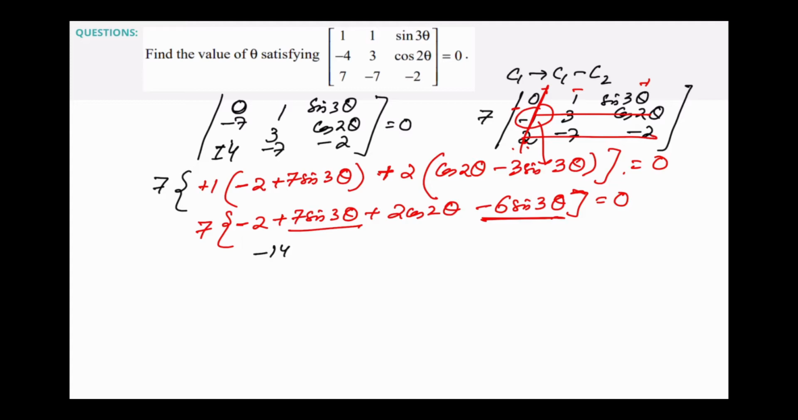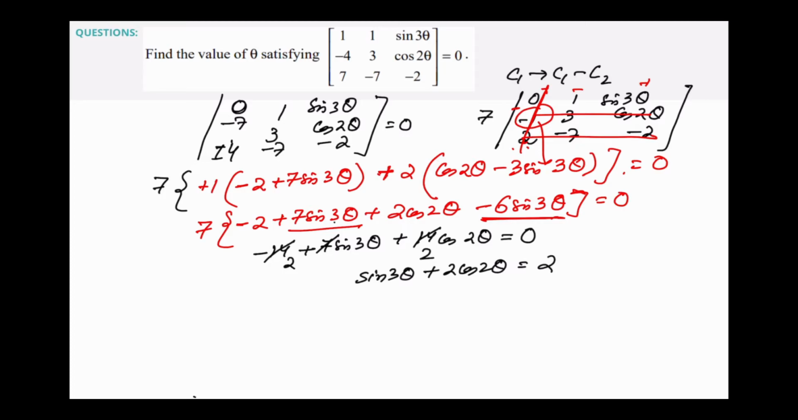Now 7 sine 3 theta and minus 6 sine 3 theta. What we can do? This will be minus 14, and 7 minus 6 is 1. So plus 7 sine 3 theta plus 14 cos 2 theta is equal to 0. So send that 14 that side and you can divide the whole thing by 7. 7 1 is 7, 7 2 is 14, and this again 2. So sine 3 theta plus 2 cos 2 theta is equal to 2. So pretty simple. Till here we are able to understand. It became pretty simple, student.